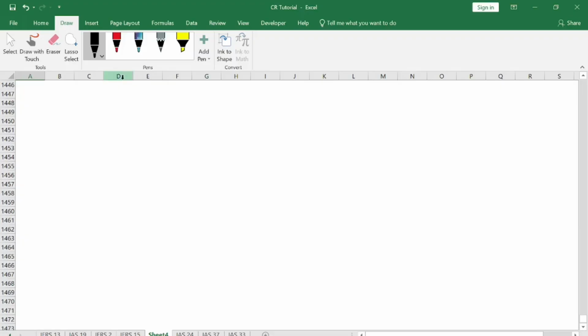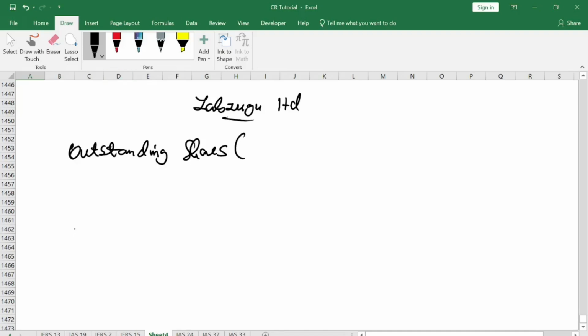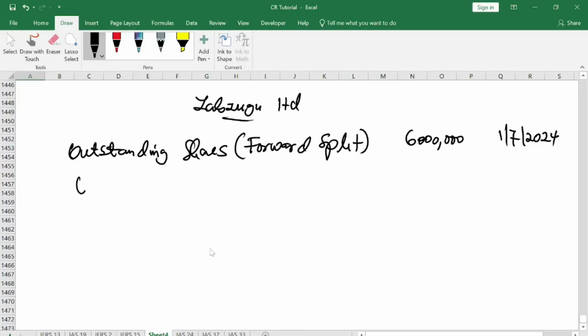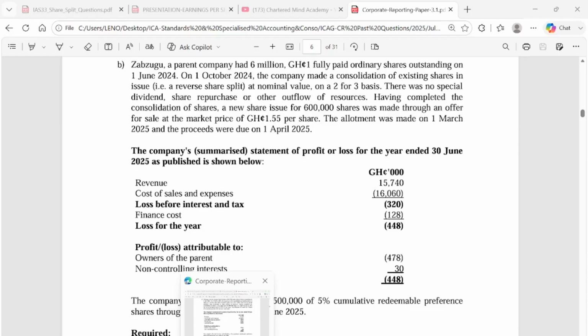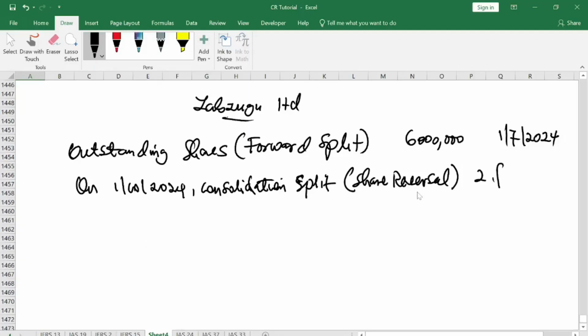The company name is Zabzugu Limited. The outstanding shares are 6 million, dated 1st June 2024. On 1st October 2024, there was a consolidation of share splits, which is the same as a share reversal. And the reversal was 2 for 3.